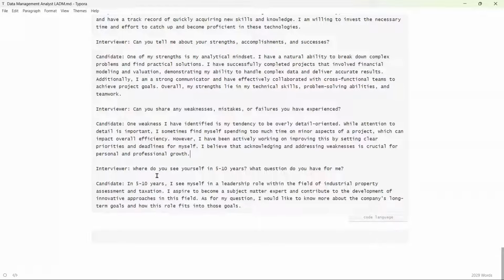Okay, the last one. Where do you see yourself in 5, 10 years? What question do you have for me? In 5 to 10 years, I see myself in a leadership role within the company. I aspire to become a subject matter expert, I like this, and contribute to the development of innovative approaches in this field. As for my question, I would like to know more about the company now.